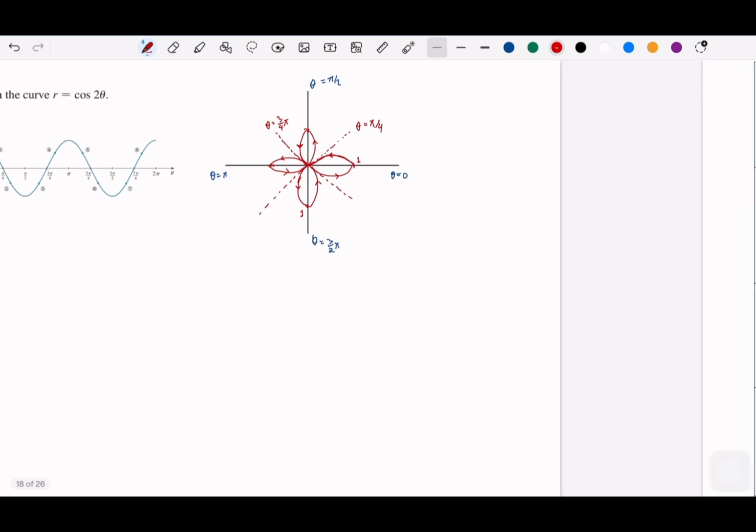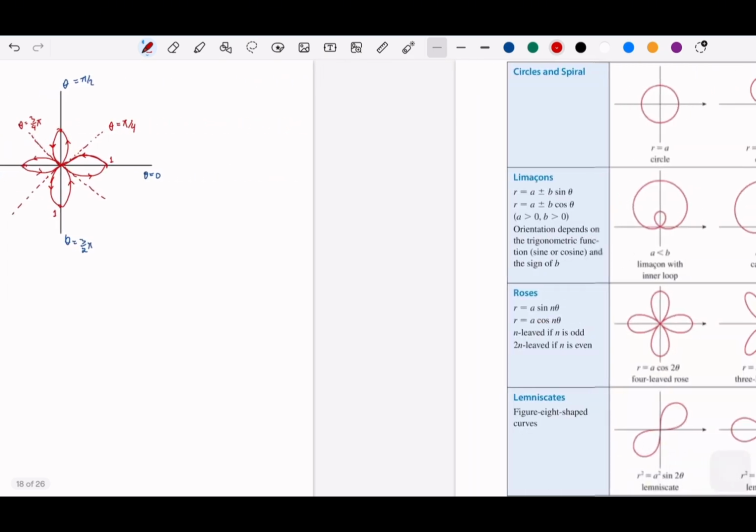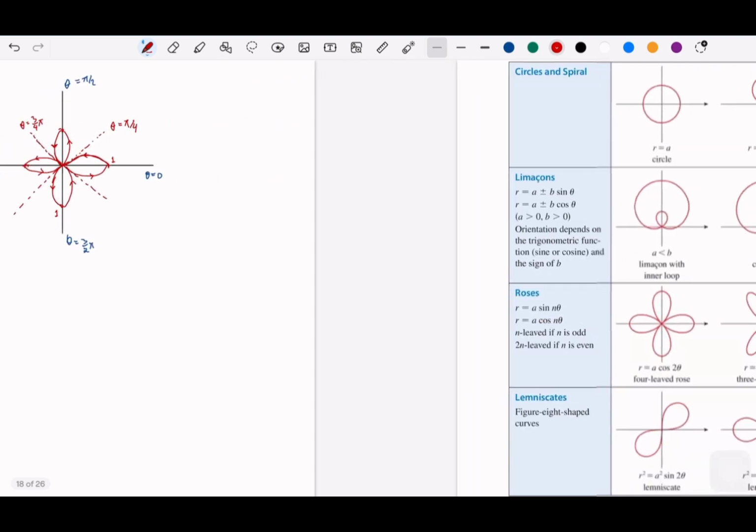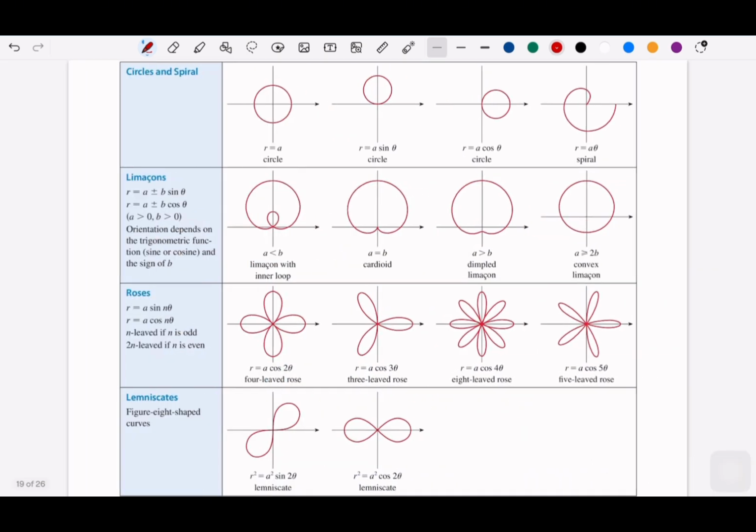So I will give you a conclusion and what to expect, at least from the polar curves perspective. From the very basic, we have the circle, r equal a constant or a sine theta, a cosine theta, or a spiral. Okay, that's the very basic. And then we have something called limaçon. So limaçon is basically something that is intertwined, or has a loop. This is the cardioid, the one that we have done before.